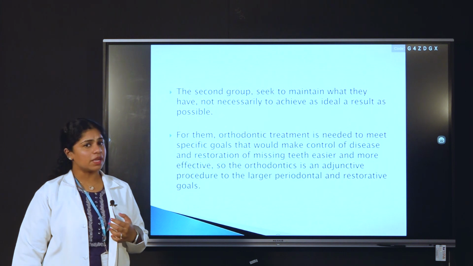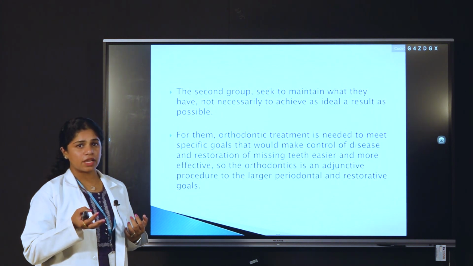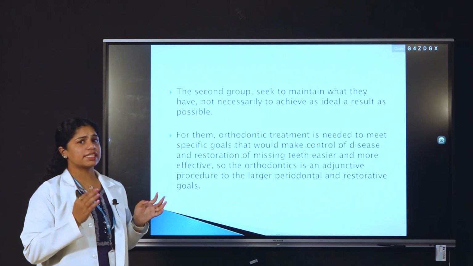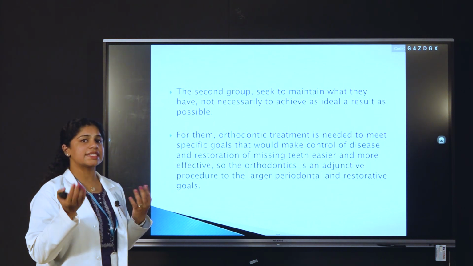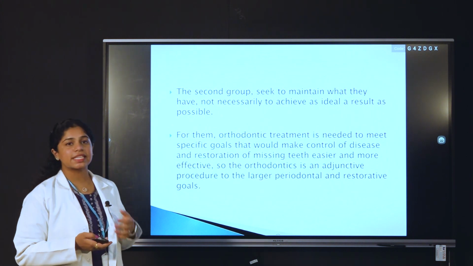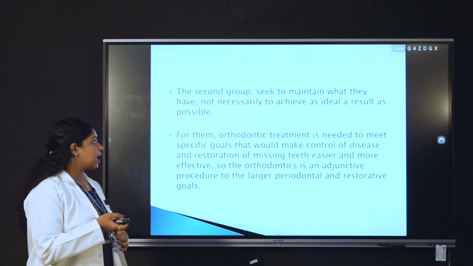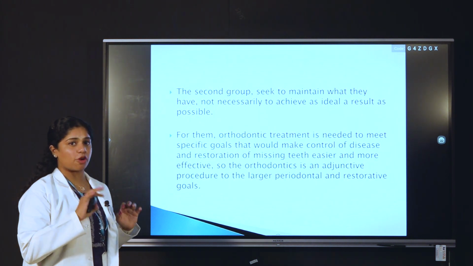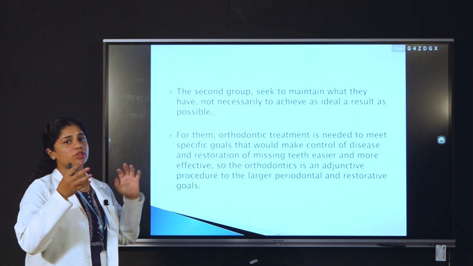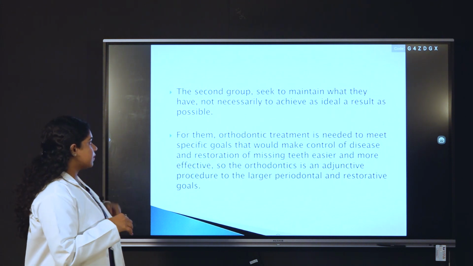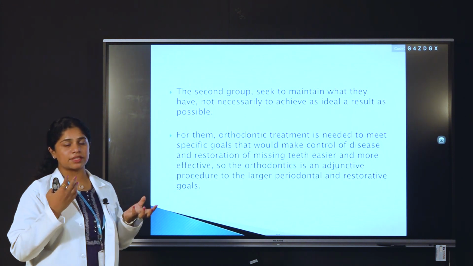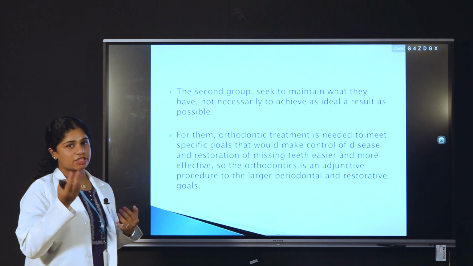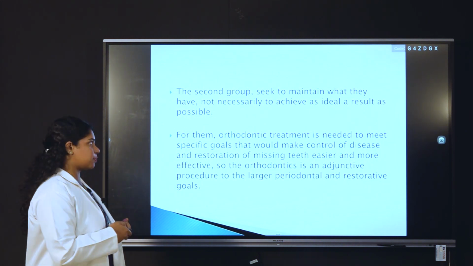The second group seeks to maintain what they have. So they don't necessarily require an ideal result as such. Whatever ideal result is possible for their teeth, but they seek that much treatment. For them, orthodontic treatment is mainly needed to meet the specific goals that would control the disease, or restorative needs or missing teeth, whatever the problems are. Whatever procedures are needed to control those existing diseases is what they need from the treatment. So they just want their treatment to be easier and effective. Orthodontics is just an adjunctive procedure to larger periodontal or restorative goals for these patients.